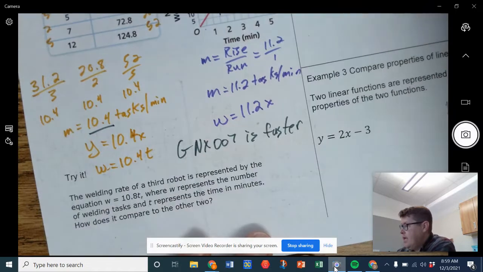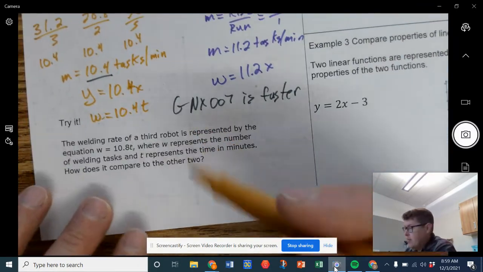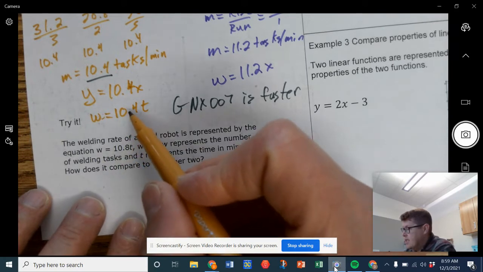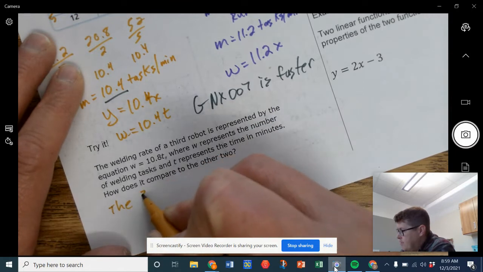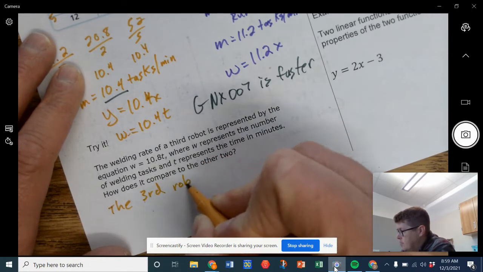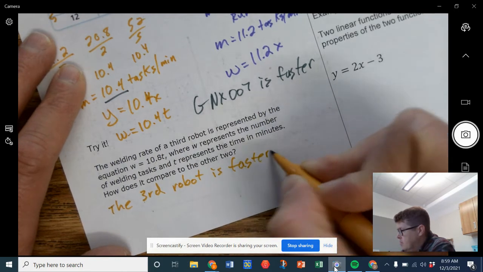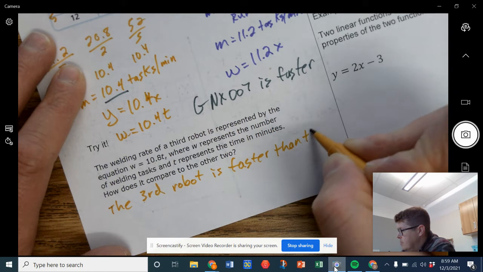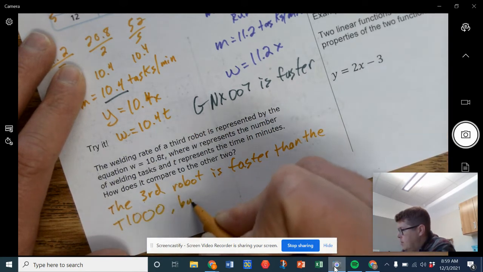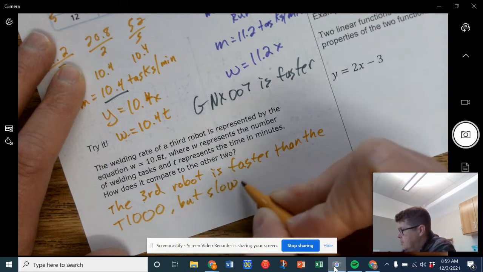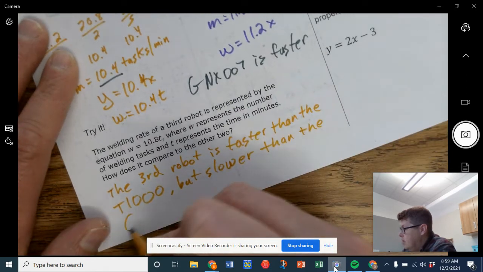Now down here, let me scroll again, we have a third welding robot that is represented by 10.8T. So we can see that it's kind of in between the speeds here, right? So we could say the third robot is faster than the T1000, but slower than the GNX007, which is apparently the top of the line model.